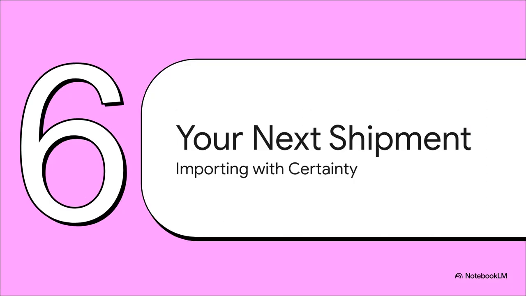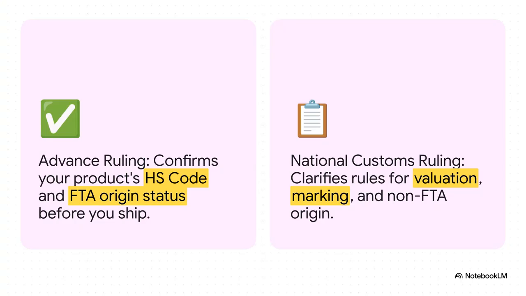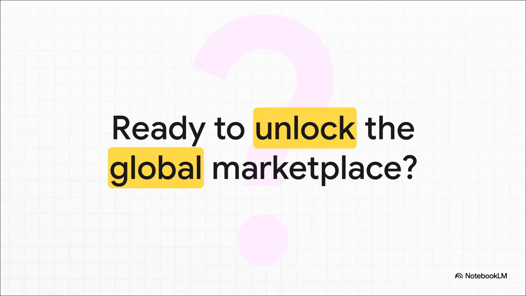So, you've completed your first quest. You've calculated the true cost. But how do you make sure your next shipment and the one after that is just as smooth? Well, the CBSA actually offers some really powerful tools to give you certainty before you even ship. Think of these like getting the answers to the test ahead of time. You can use something called an advance ruling to get a legally binding decision on your product's HS code or whether it qualifies for a free trade agreement. And for more complex questions, say about valuation or country of origin marking, you'd use what's called a national customs ruling.